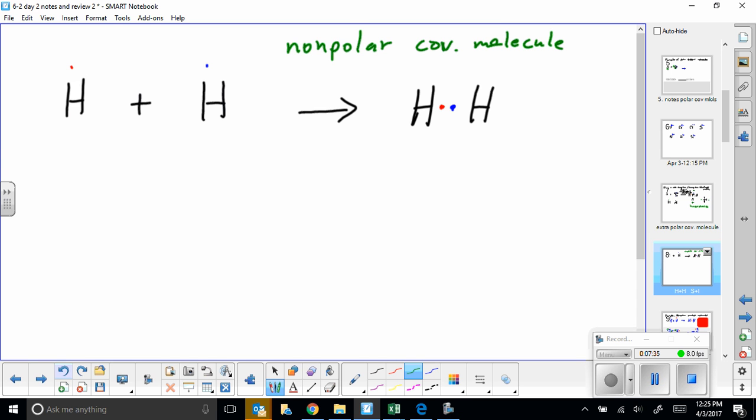And we do not put a negative or a positive sign anywhere. We also don't put charges, like when it's an ionic compound. We're not going to put that it's a 1+, okay? Because this is a covalent molecule, so we only show a negative and a positive sign if it is polar. In this case, it's nonpolar. Let's look at another nonpolar one.